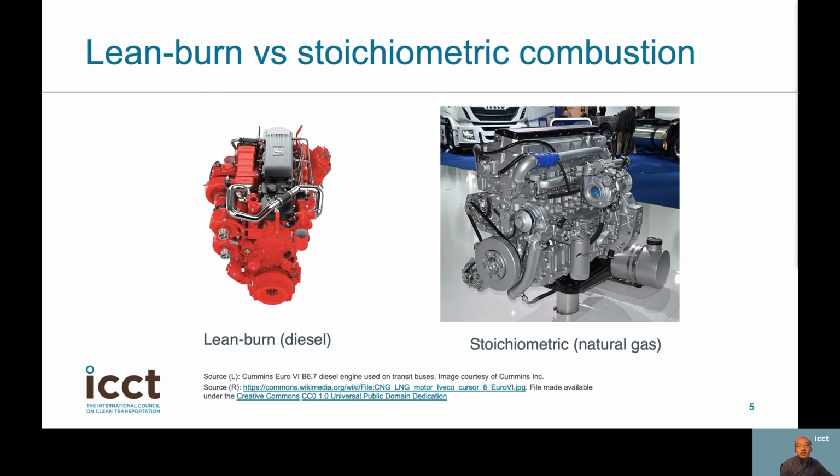Diesel and CNG engines are the two most common types of internal combustion engines found on urban transit buses. They represent two combustion processes, lean burn and stoichiometric.